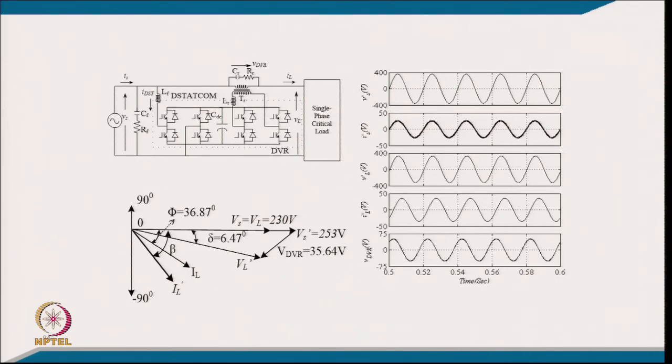So, you can see here the D-STATCOM is put on the left side and the DVR on the right side, and accordingly how the voltage injection is taking place. So, after making the model, the waveforms come out like this.